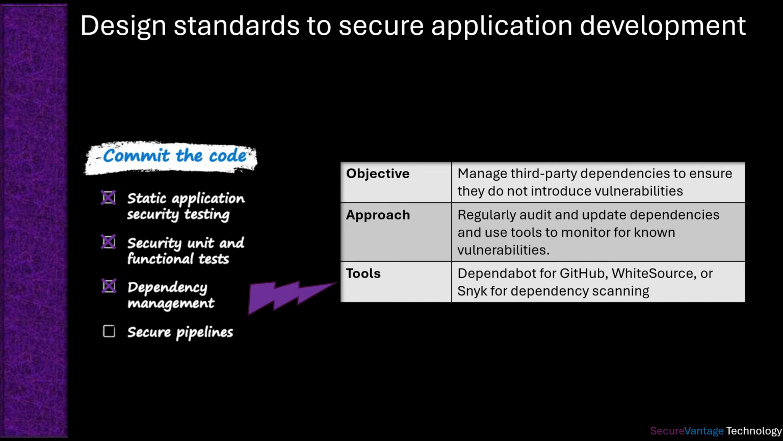The objective of dependency management is to manage third-party dependencies to ensure they do not introduce vulnerabilities. You as a cybersecurity architect should regularly audit and ensure that dependencies are updated. You use tools to monitor for known vulnerabilities. Tools such as Dependabot for GitHub, WhiteSource, or Snyk for dependency scanning can be used to achieve the objective.